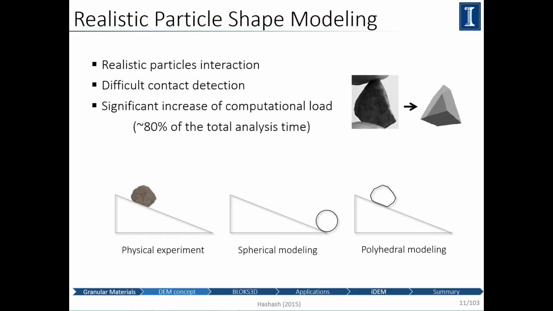If we put a spherical model, the problem you have is the particle will roll. If I have a polyhedral model, it will more realistically represent this. And that really is the cornerstone of the work that we've been doing here at Illinois, is that we have our discrete element code that can represent the actual particle shape.